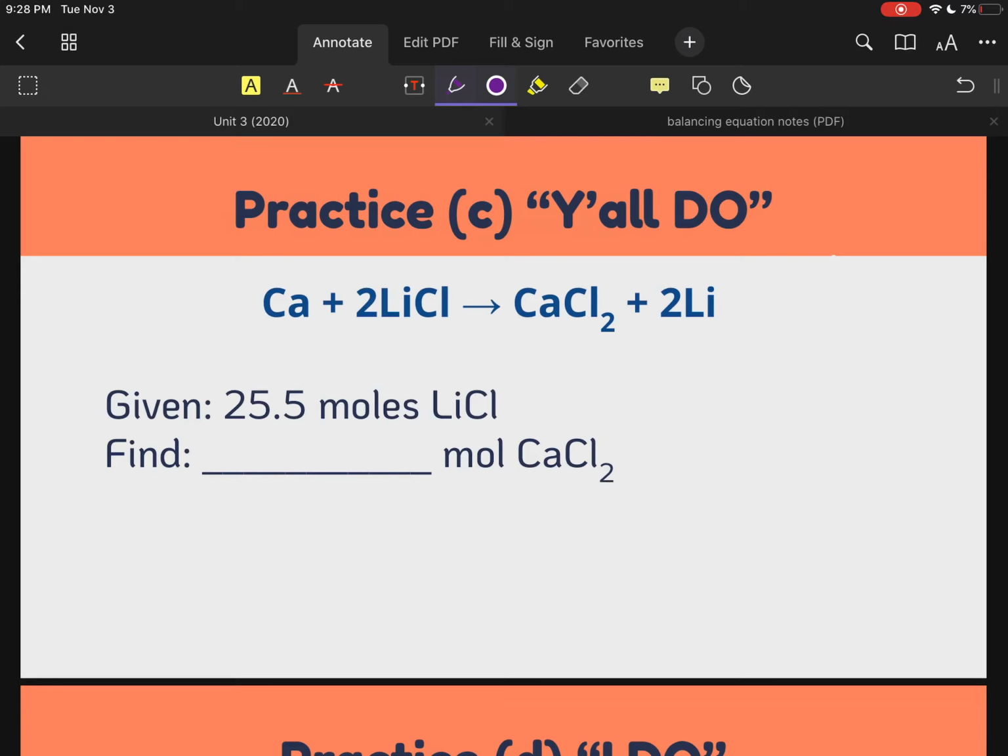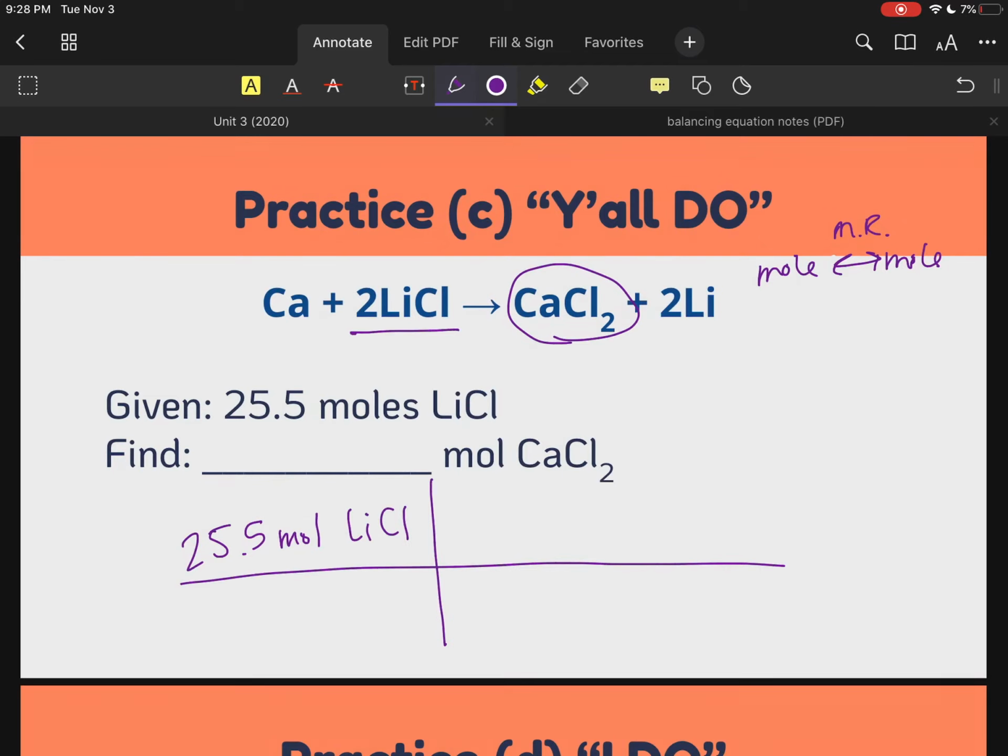All right, again, same thing, mole to mole, right? So when I'm going mole to mole, I have to use my mole ratio, call it an MR. Okay, so I've got lithium chloride and I'm going to calcium chloride. So 25.5 moles lithium chloride. Okay, and then since I have moles of lithium chloride up here, I want moles of lithium chloride down on the bottom. Remember, we're always trying to cancel out. So how many do I have?